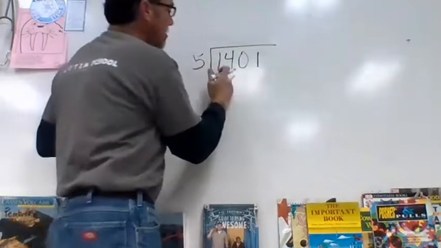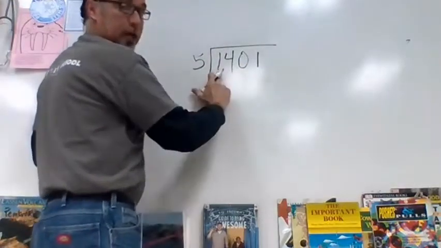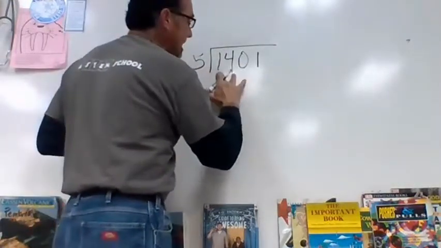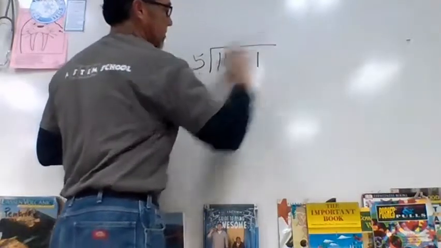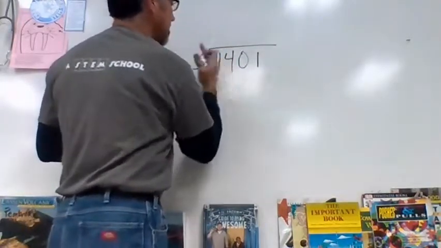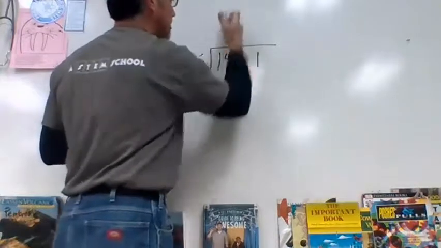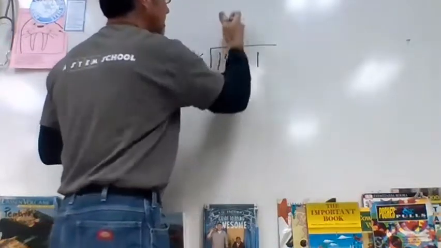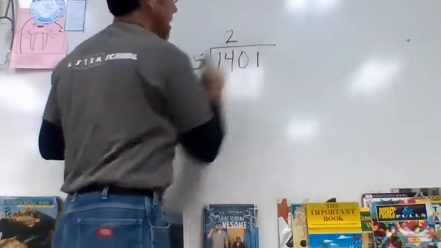Ready? Will 5 go into 1? Of course not. Will 5 go into 14? See, again, we're not going to ignore everything, so we're going one digit at a time. So 5 won't go into 1. There's nothing there, but it will go into 14. How many times will it go into 14? 2 times.